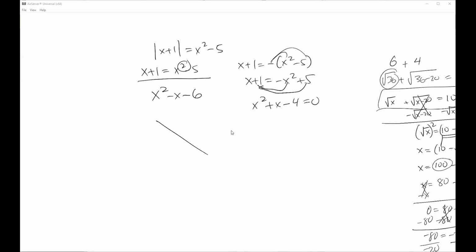I can factor this out right here because this is negative 6 and negative 1, so that'll be negative 3 and negative 2. The answer is negative x minus 3 and x minus 2. However, I make them equal to 0, so x minus 3 is equal to 0, x minus 2 is equal to 0, so x is equal to 3, x is equal to 2.